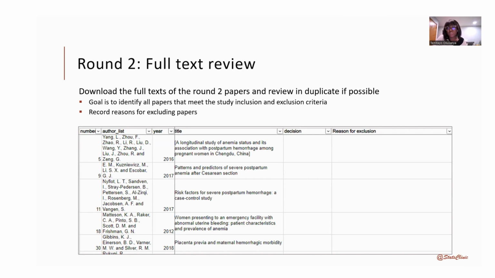And if it's an exclusion, you will say, we're choosing not to include this paper because the title or the study design is not in line with the kind of study design we have in mind for the meta-analysis of this particular topic.